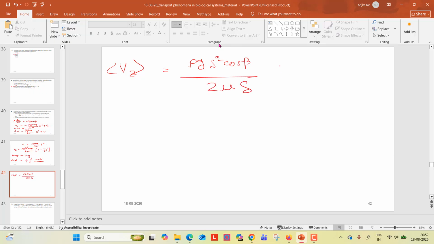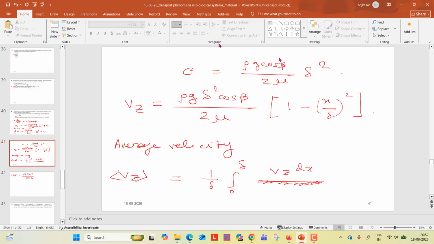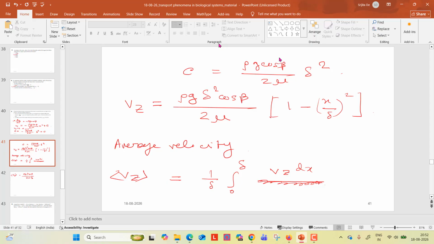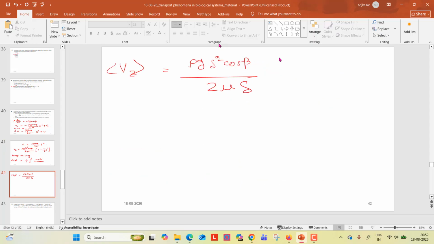So what is left is the vz dx, right? 1 minus x by delta square. So it is integrating from 0 to delta, 1 minus x by delta square dx, right?